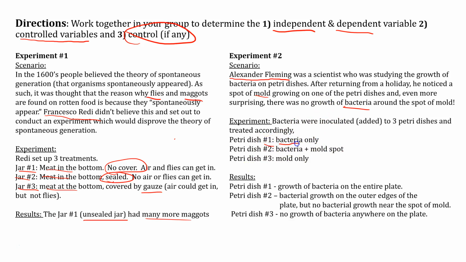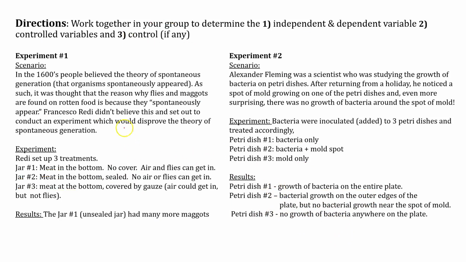On one dish he put bacteria only. On another dish he put bacteria plus the mold, and then on the third dish he only put mold, not bacteria. Okay, and then these were the results. This is, I think, a hypothetical experiment. I don't think he actually did it just like this, but it's good for us to think about in order to practice this. So he found that Petri dish number 1 had bacteria all over the whole plate. Petri dish number 2, there was bacteria only on the outer edges of the plate, but not near the spot of mold. And then in Petri dish 3, there was no growth of bacteria anywhere on the plate.